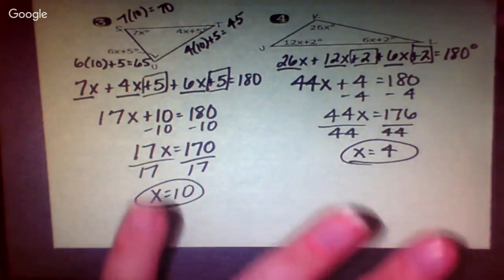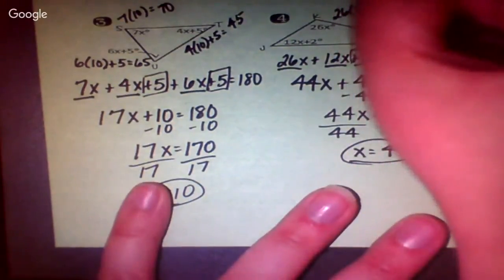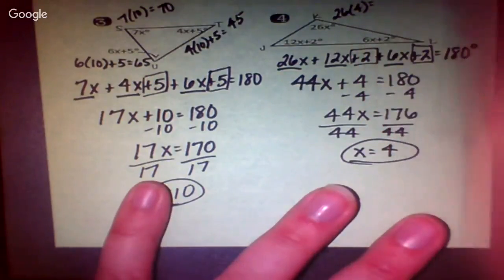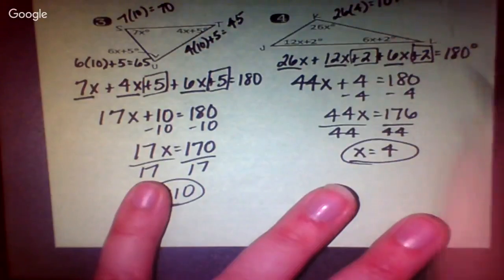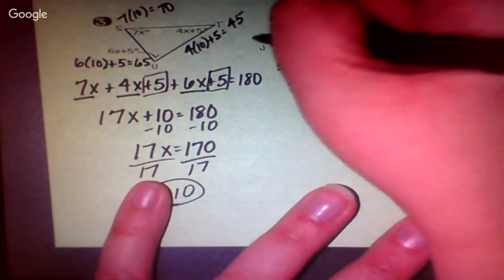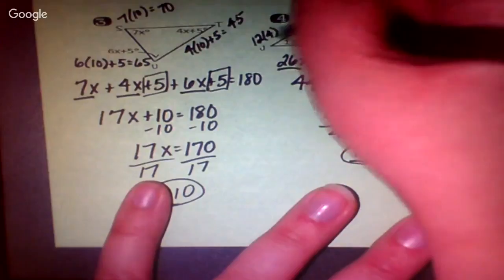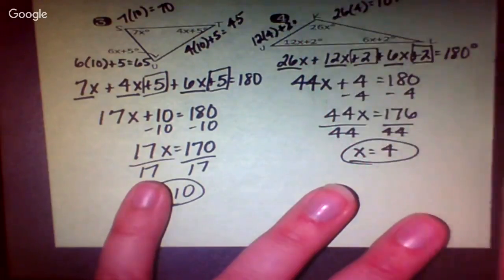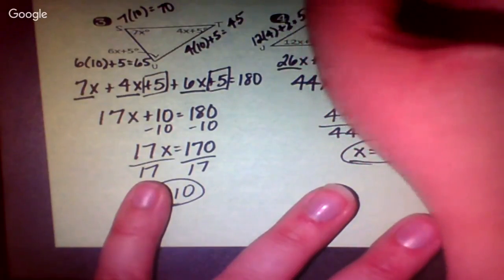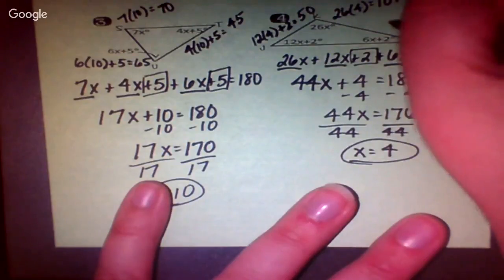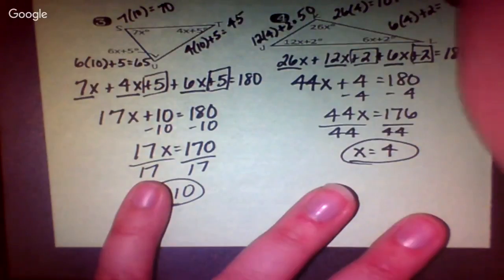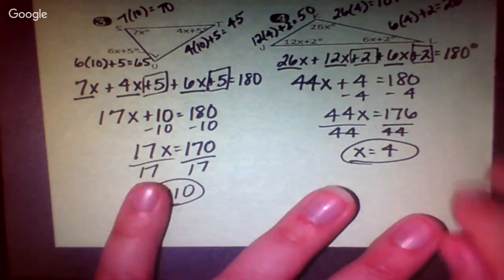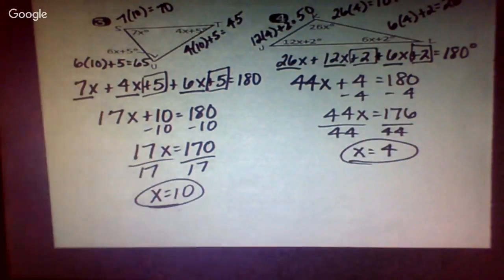So if x is 4, K is 26 times 4. If x is 4, that means J is 12 times 4 plus 2, 50. And that means L is 6 times 4 plus 2, 26 degrees. Fantabulous.